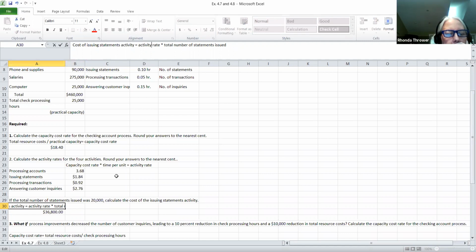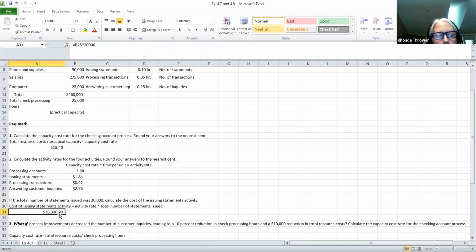See, we calculated an activity rate here, and the activity rate for issuing statements was $1.84. We would need to multiply that by the number of statements that were issued, which was 20,000, and that would give you the total amount that we would apply to our issuing statements activity.